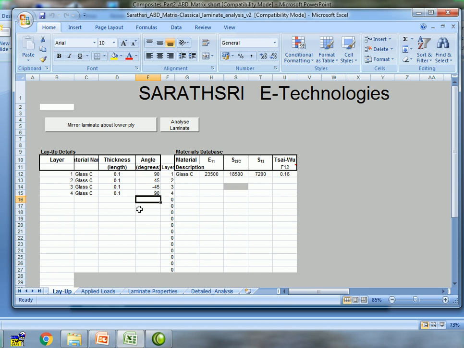So in a nutshell, this is the discussion about the ABD matrix, which is very important in composite design and analysis.